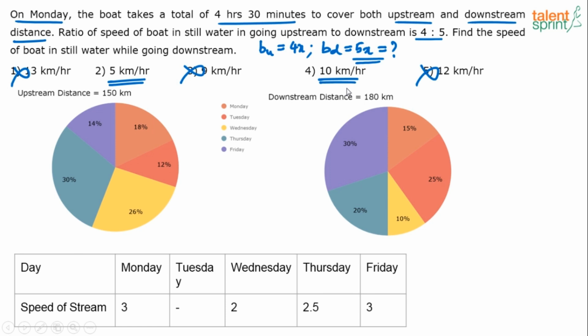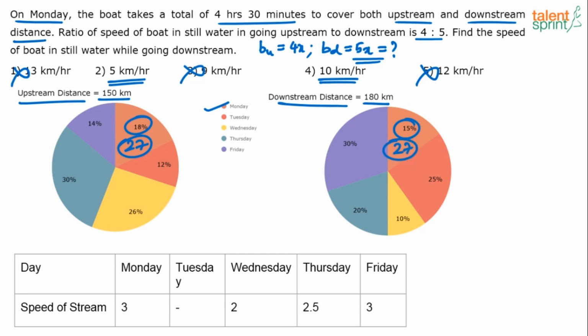If we are lucky enough, if one more option gets eliminated in the same process, then we can just mark the left out option as the answer and move to the next one. However, let's do the complete solution now. So he's talking about Monday. Let's find out the distances on Monday. Upstream total distance is 150. Downstream total distance is 180. So Monday is what color? This orange color here, right? So 18%. What is 18% of 150? 27, right? And downstream distance, 15% of 180 is the same, 27. So the distances on Monday are 27.